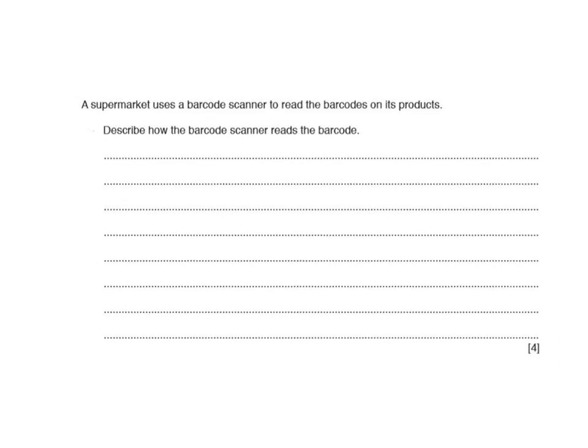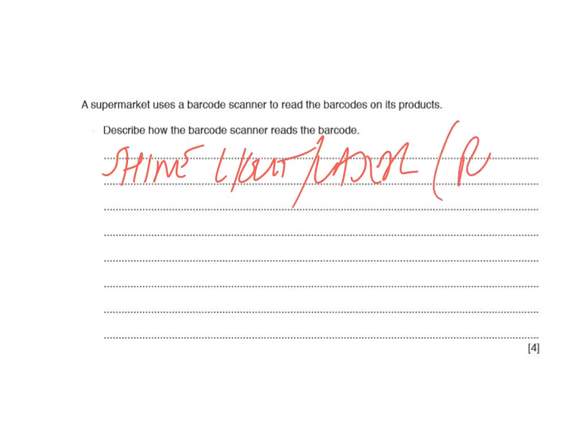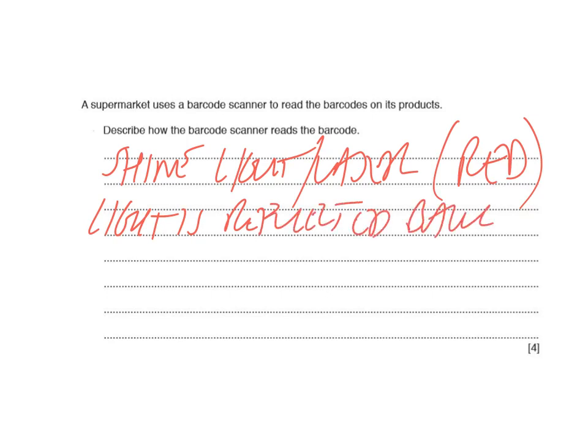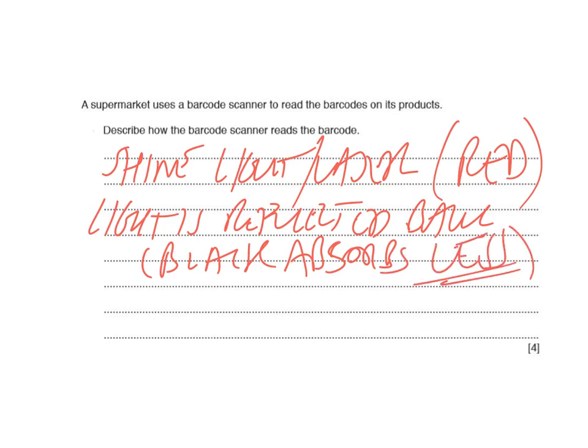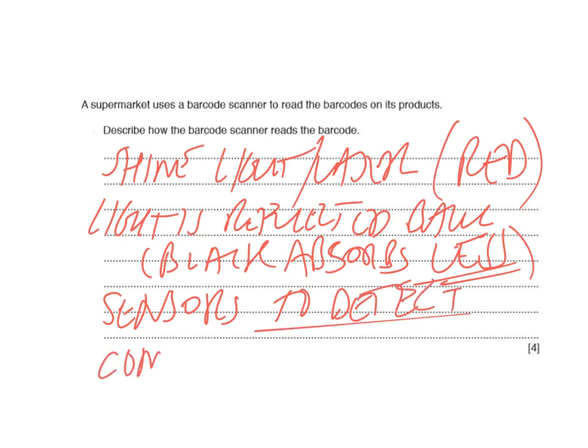How does the barcode scanner read the barcode? So it shines a light or a laser. It's normally a red one. I mean, obviously there's more than that. The light is reflected back, and we know that black absorbs. So you can see that it reflects less light back. So then we get sensors to detect it, which obviously converts to digital.